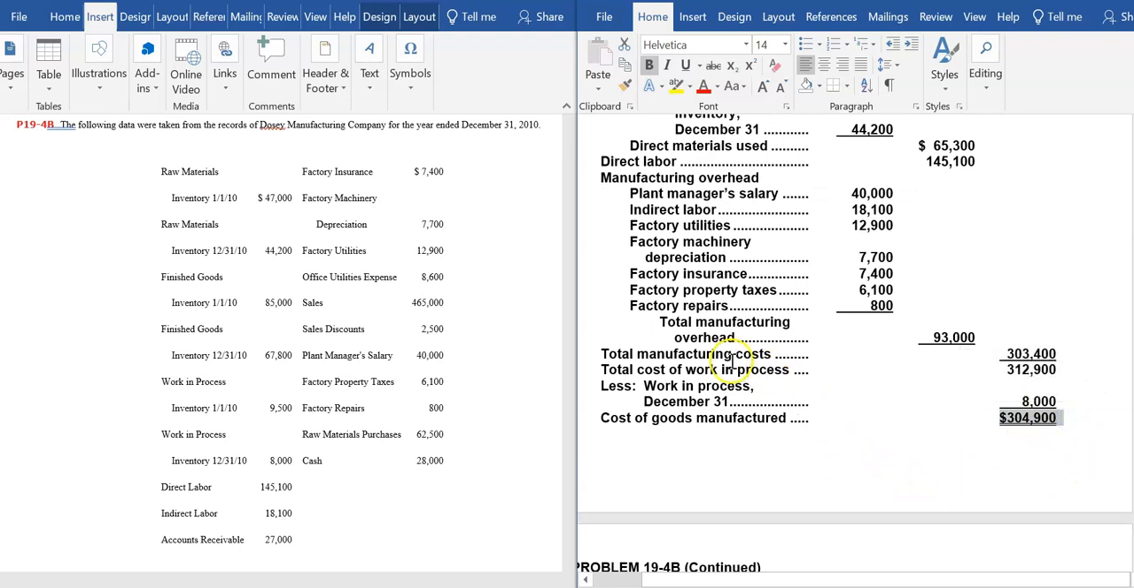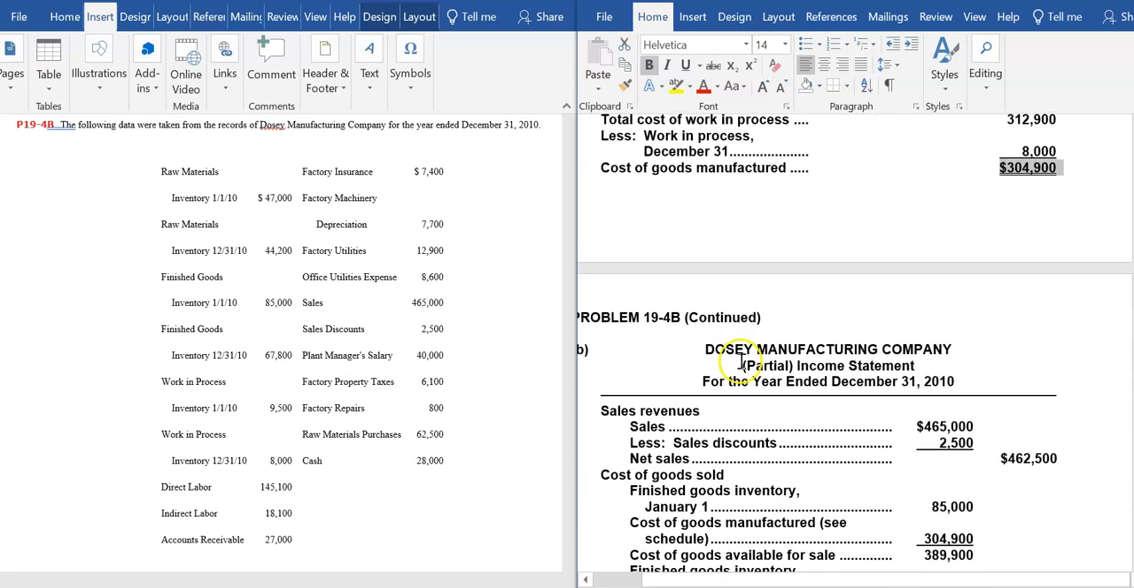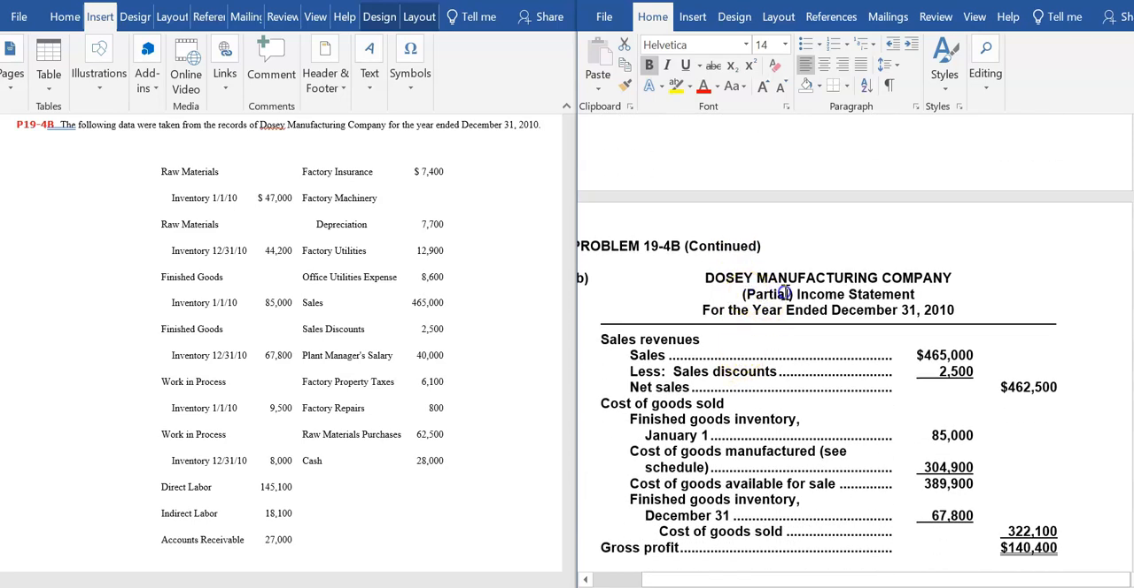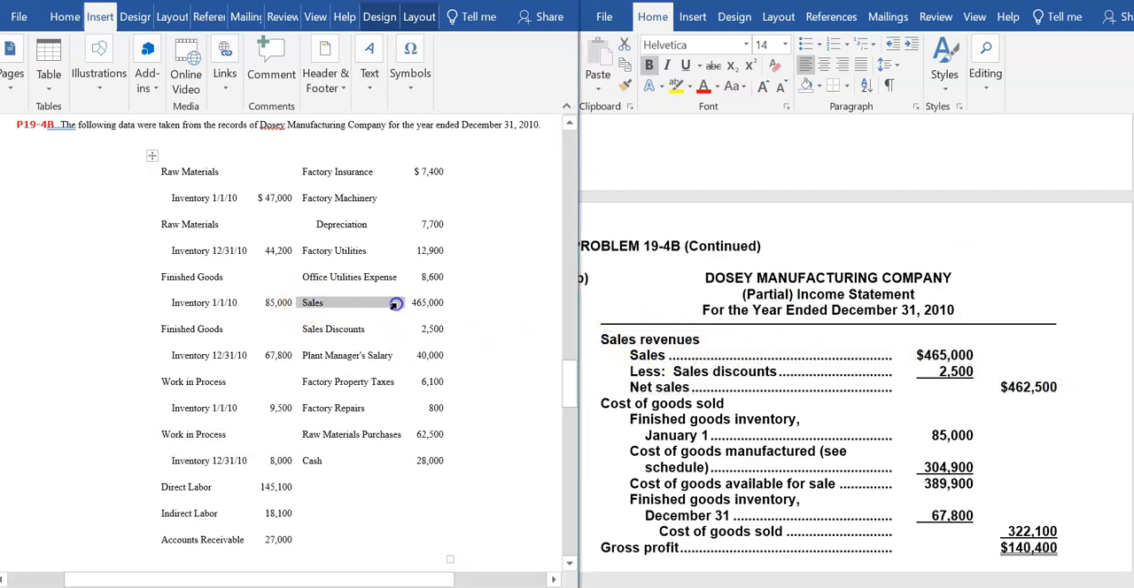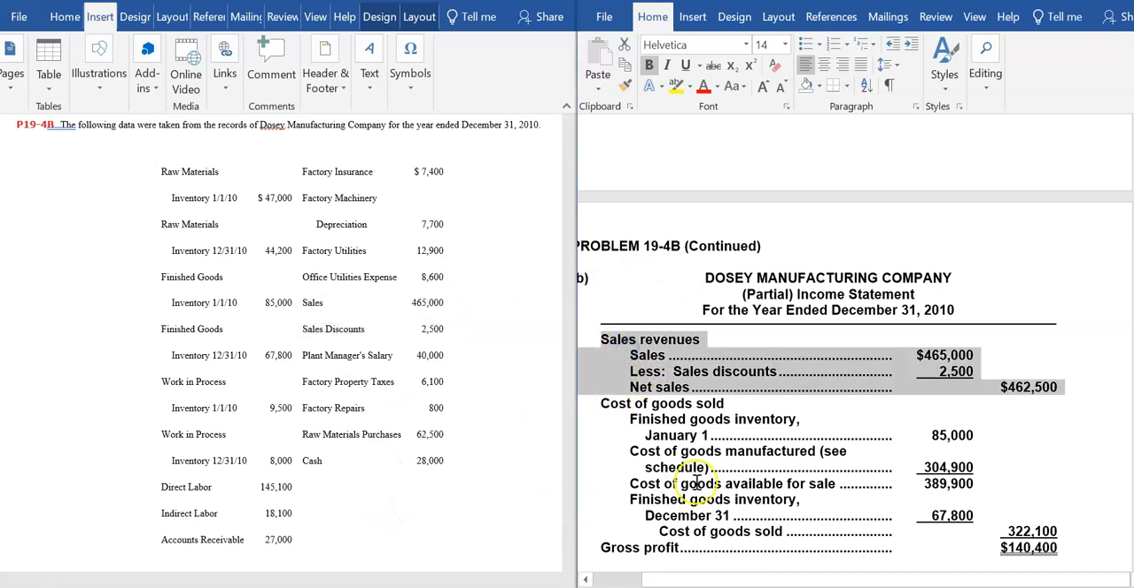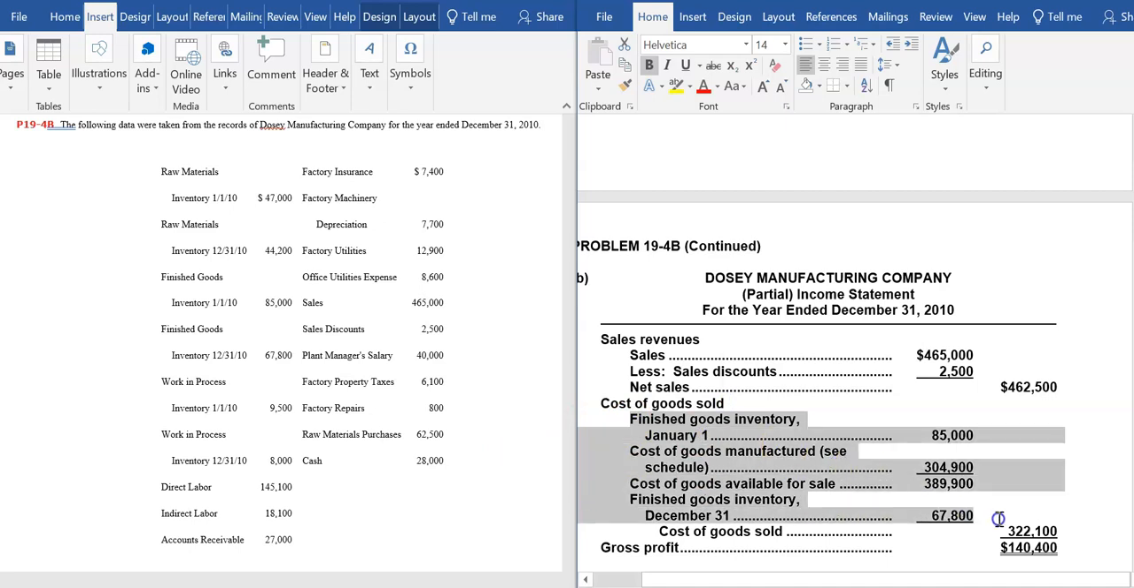Okay. Now, continuing on and preparing our partial income statement, we need to get net sales first, which is our sales minus our contra revenue accounts, discounts, returns, and allowances, gives me net sales. Then I subtract out cost of goods sold. I come up with cost of goods sold by showing the flow of costs through the finished goods inventory.